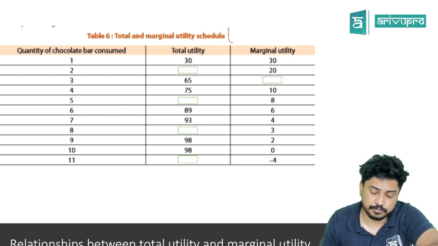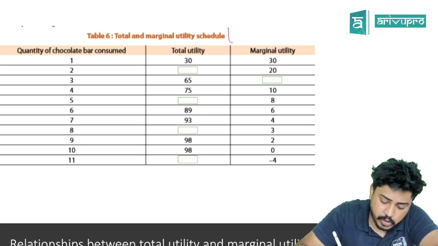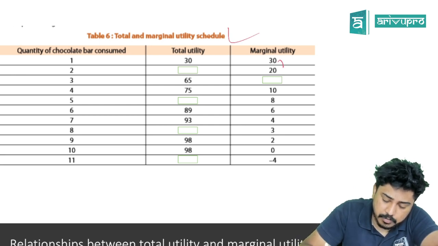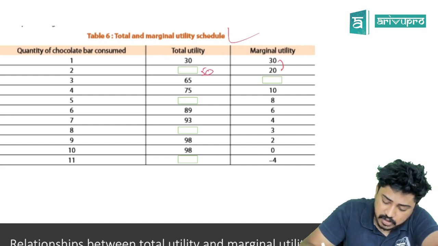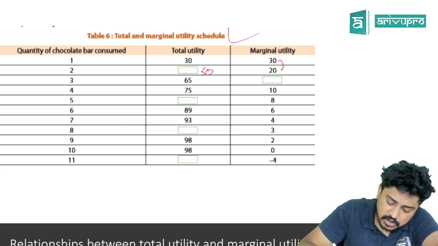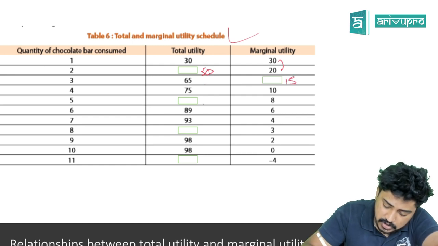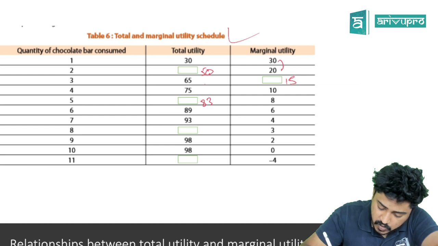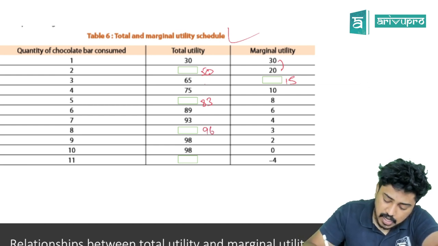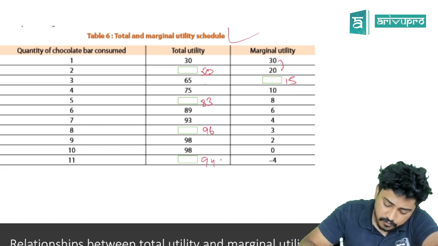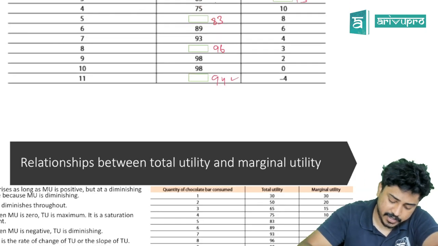How did you find the total utility here? That is 30 plus 20, right? You should be getting 50 here. What is the answer here, right? 65 minus 50, that is 15. Here, what should be the answer? 75 plus 8, that should be 83, right? Then 93 plus 3 is 96. 98 minus 4 is 94, right? This should be your answers.